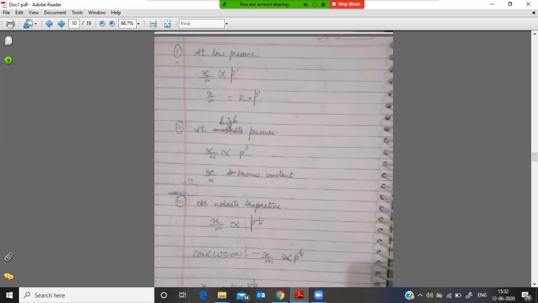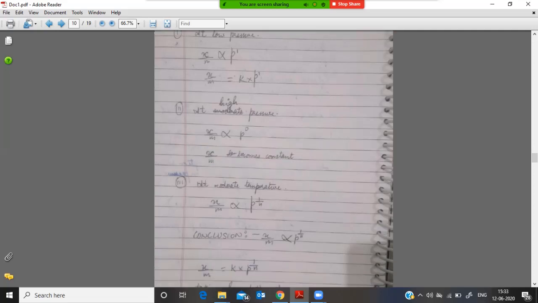On the other hand, at high pressure, beyond a particular saturation pressure, the line becomes parallel to the x-axis. It means that x by m is proportional to p to the power 0, or x by m is equal to k into p to the power 0. Something to the power 0 is equal to 1, so x by m is equal to k. That is, the extent of adsorption becomes constant.